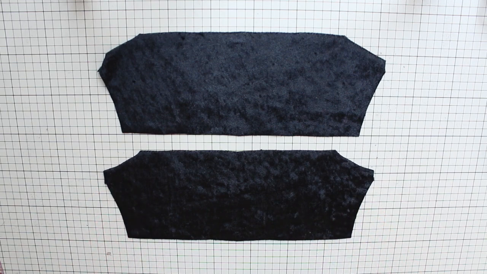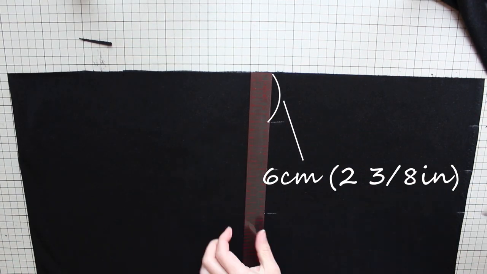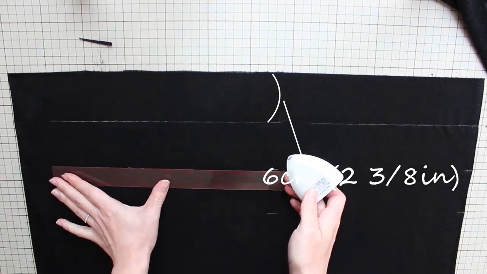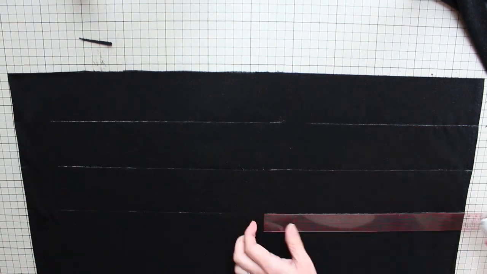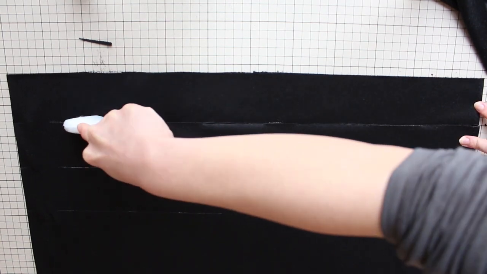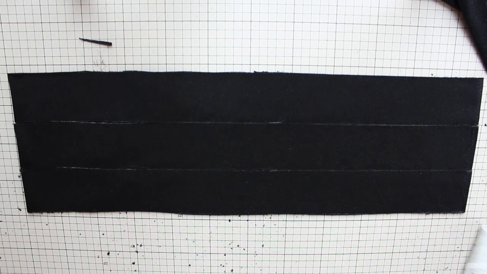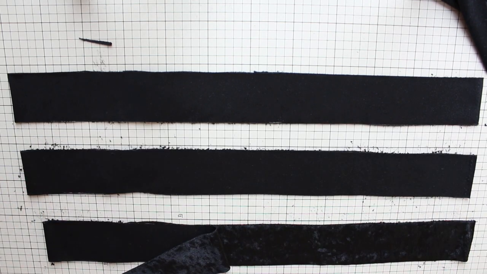From the leftover fabric, make 2 long strips that are 6 cm or 2 3/8 inches wide and use the entire width of the fabric for the length. If your fabric is 100 centimeters or 40 inches wide or so, make 3 strips. Alright, now you have all the pieces ready.